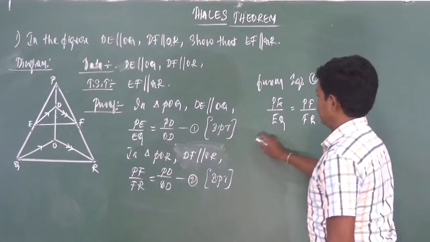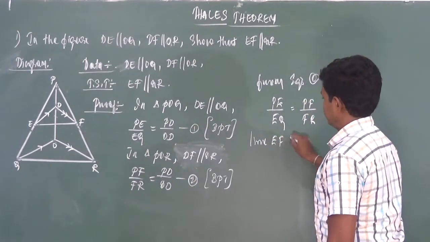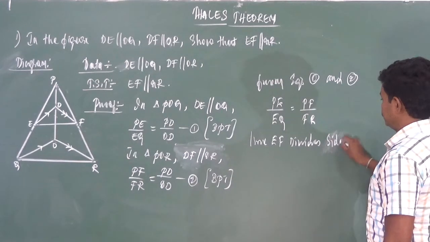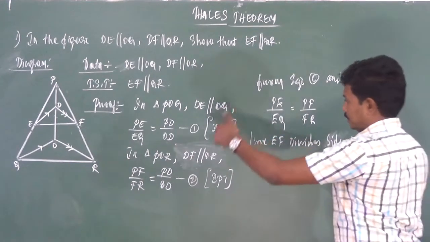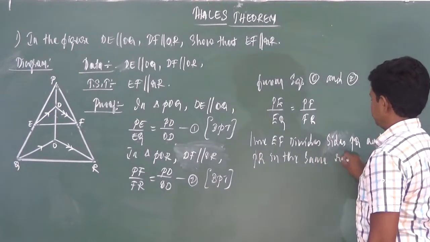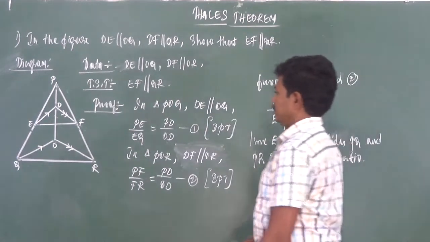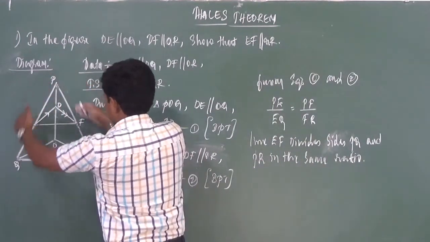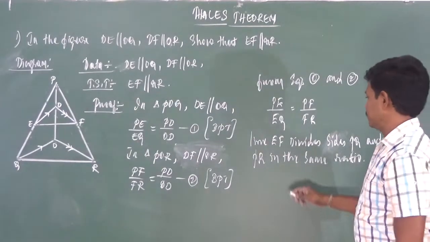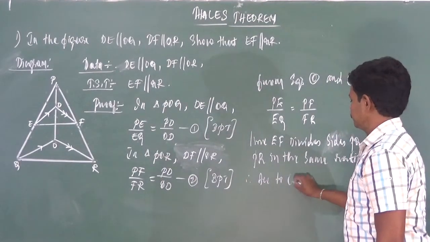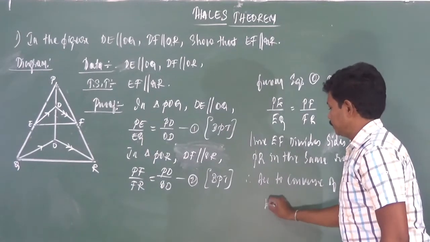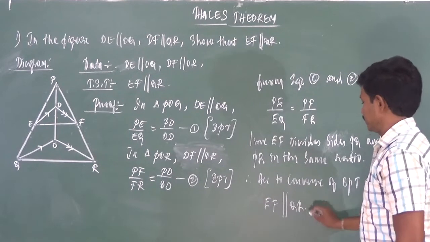So this is done. Here, line EF divides the sides PQ and PR of triangle PQR in the same ratio. Therefore, according to the converse of BPT, EF should be parallel to QR. Hence it is proved.